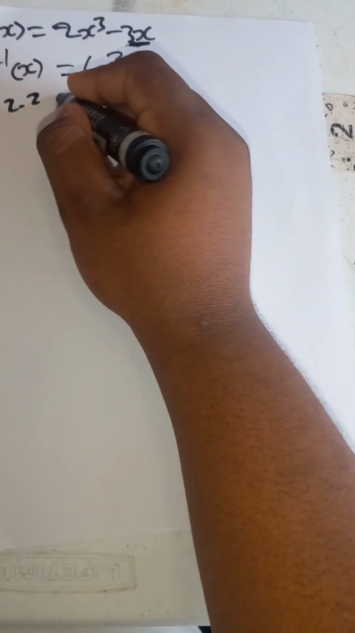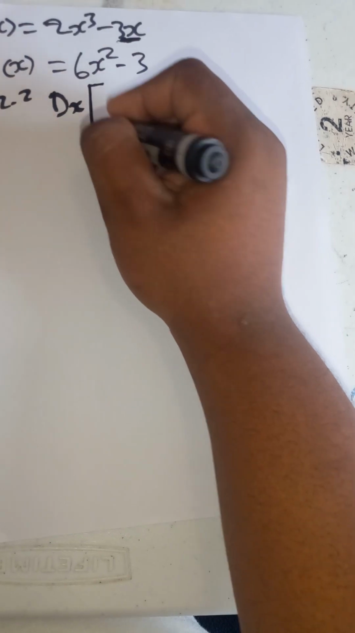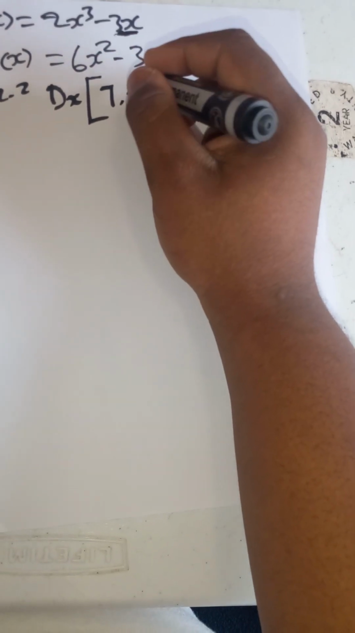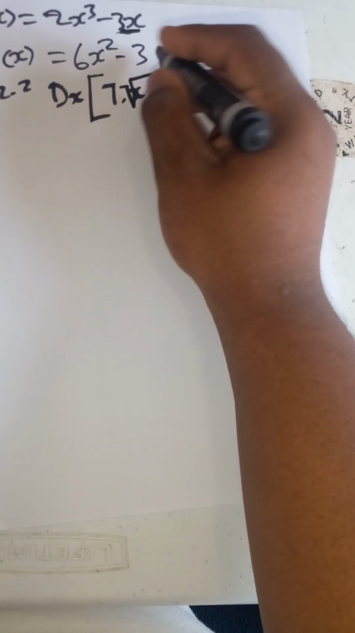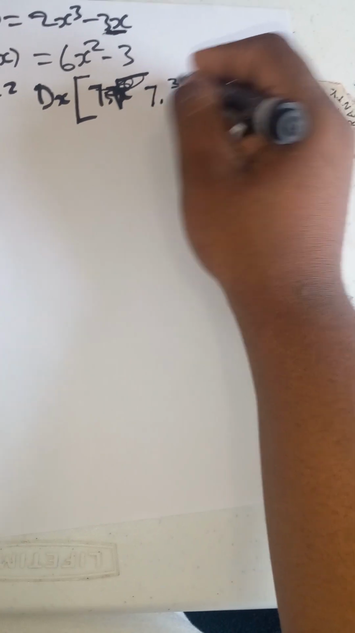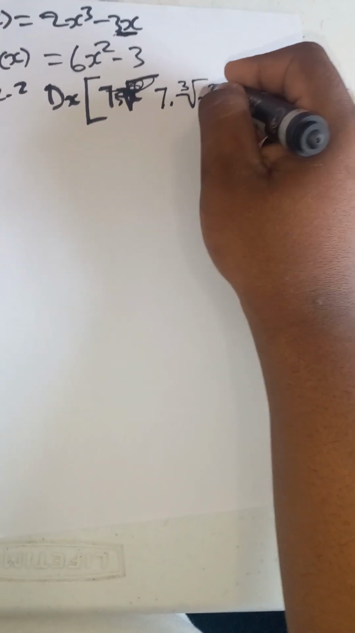And then 7.2.2. They are saying determine dx of this one. It is that one of that bracket. 7 times root x. Let me write this here properly. 7 times the cube root of x squared, right?